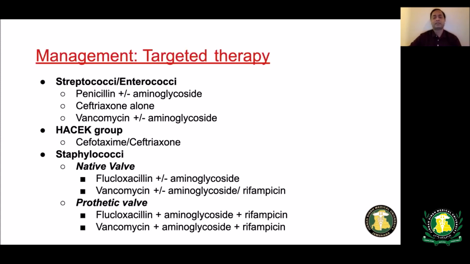And the treatment is 6 weeks of vancomycin or flucloxacillin plus 4 weeks of aminoglycoside and 2 weeks of rifampicin.